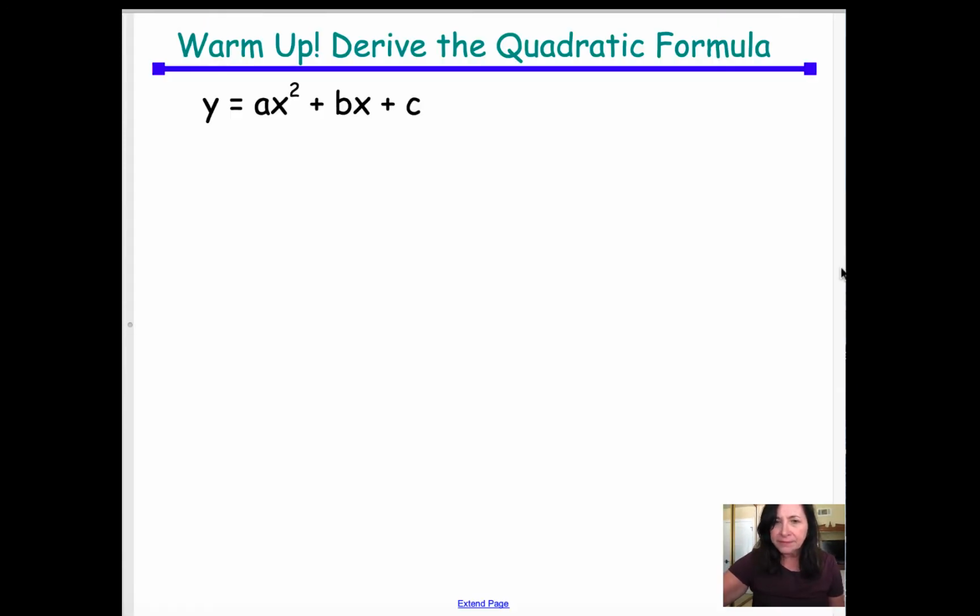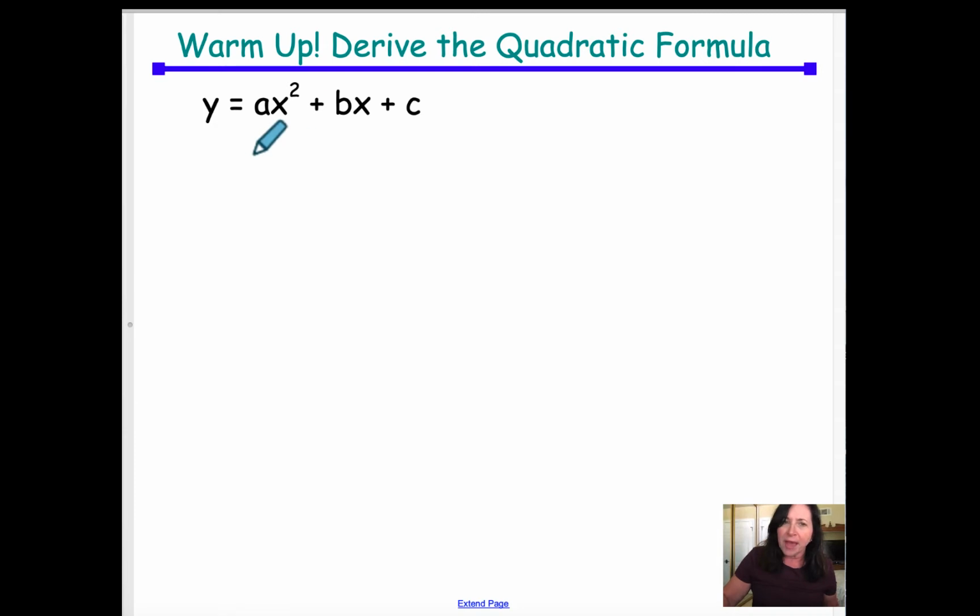All right, we're going to warm up with a derivation of the quadratic formula. Basically, the way we're going to do this is we are going to complete the square. We are given a quadratic equation in standard form, and our job is to make this work out to get to the quadratic formula. So let's try this and see what we do. And using the quadratic formula always gets you the intercepts.